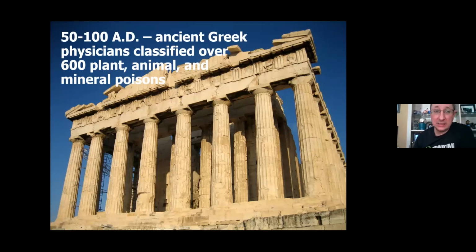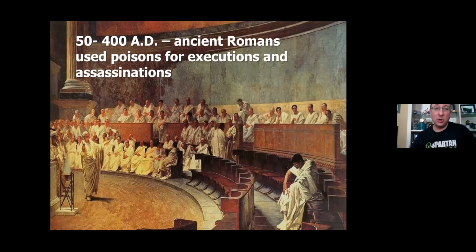Back in ancient Greece, physicians classified over 600 plant, animal and mineral poisons. And then in Rome, we started to see chemicals used as poisons for executions and assassinations. And again, somebody mentioned the leaded goblets and decanters for wine. That took place in Rome.